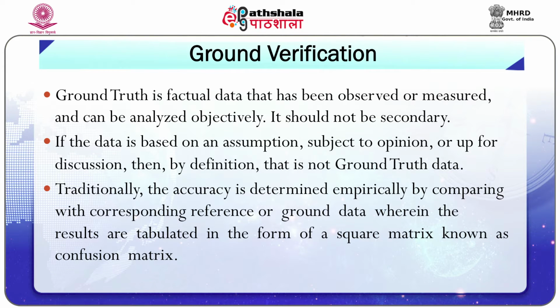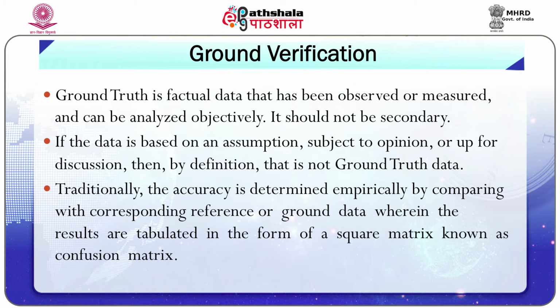Ground truth data is a factual representation that has been observed or measured and can be analyzed objectively. It has not been secondary. If the data is based on an assumption, subject to opinion or up for discussion, then by definition that is not ground truth data. If analytics are based on subjective data and assumption, the analysis will very likely be basic and therefore not valuable. The ideal situation is represented by a diagonal matrix wherein only principal diagonal elements are non-zero, that is, all areas of the image have been correctly classified.